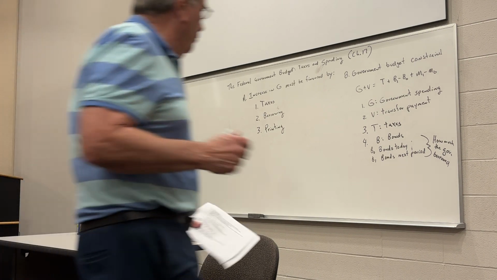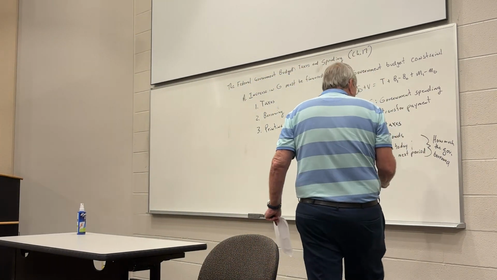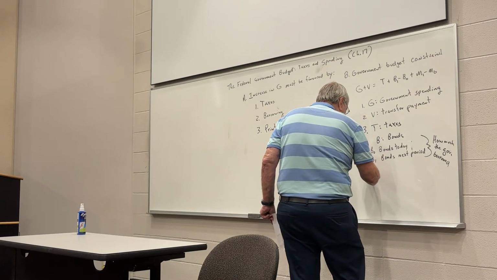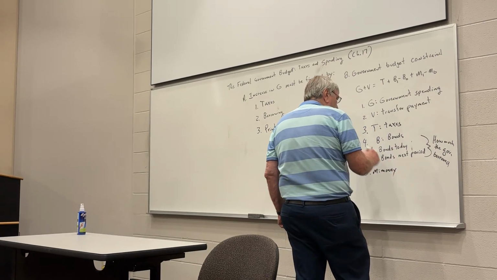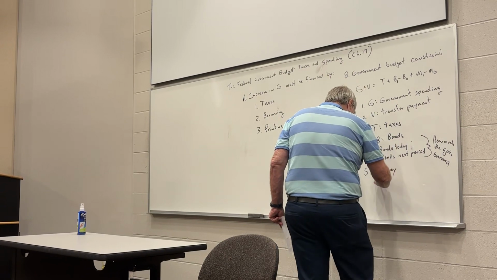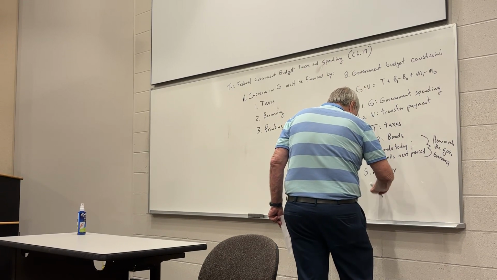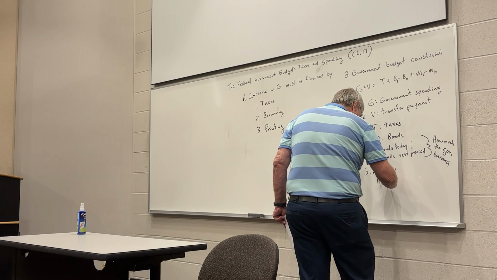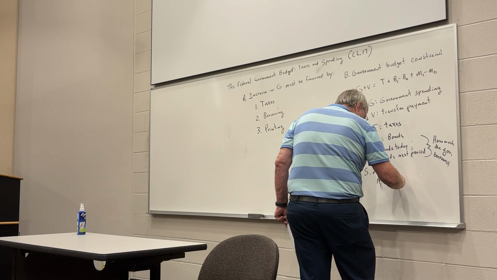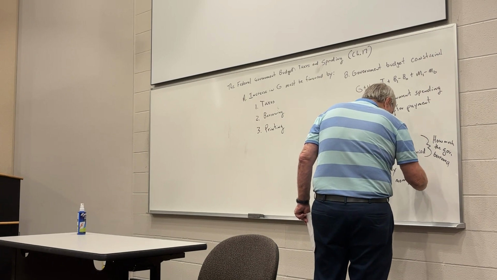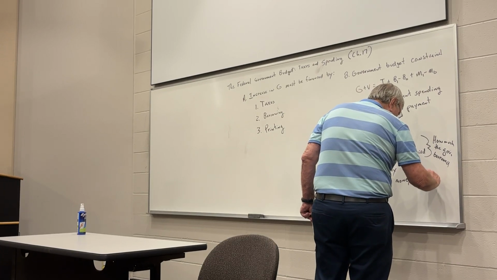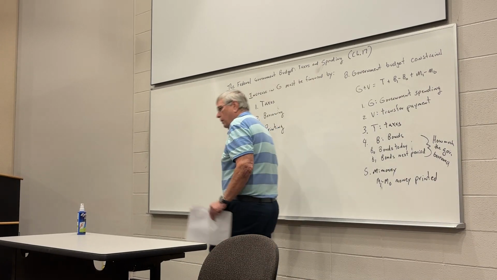And the same thing is true of M, which is money, and M1 minus M0 is money created during the period. Maybe I should say money printed during the period.